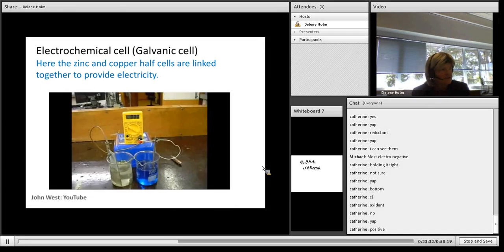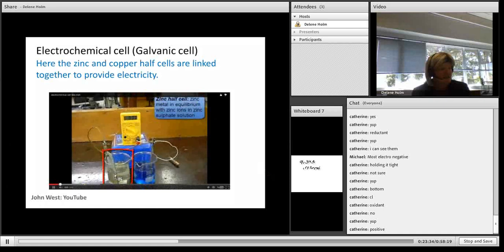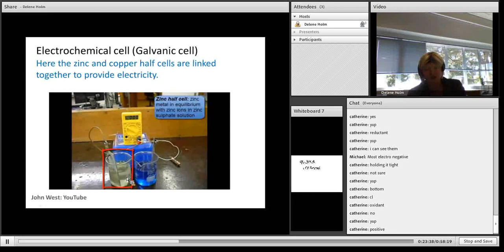So we've got here zinc and zinc sulfate, or any sort of zinc solution. It has to be a soluble zinc salt. Sorry about that.